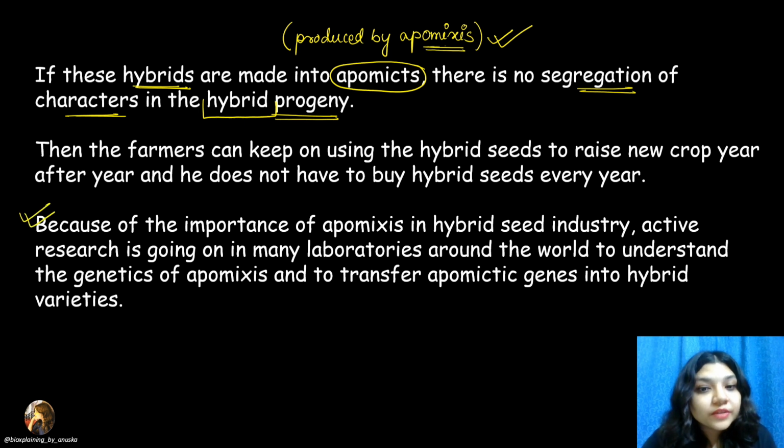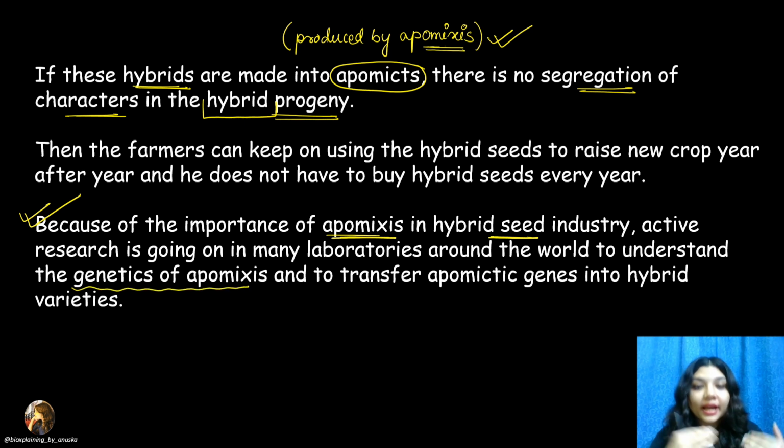Now, because of the importance of apomixis in the hybrid seed industry, there is active research going on in different labs all over the world on what the actual genetics of apomixis is, right? And how to transfer these apomictic genes into hybrid varieties. Whatever happens in a living organism is mostly genetically controlled, right? So apomixis is also surely controlled by some genes. So if we can transfer these genes to hybrid varieties, they will also become apomictic.